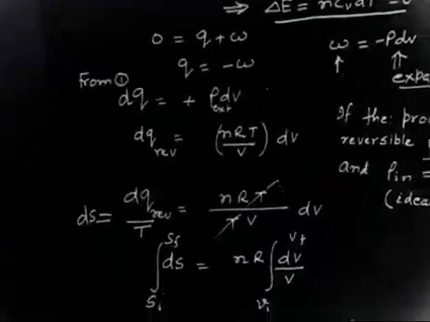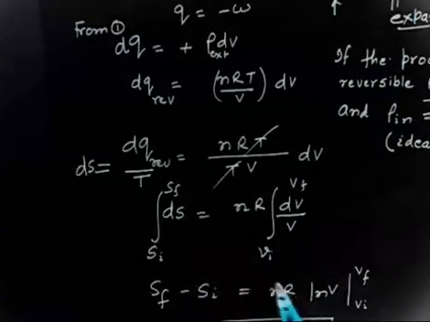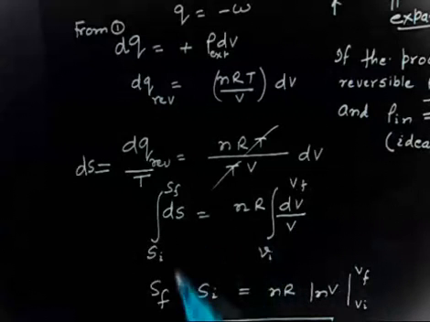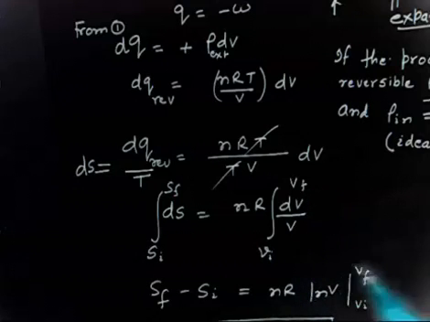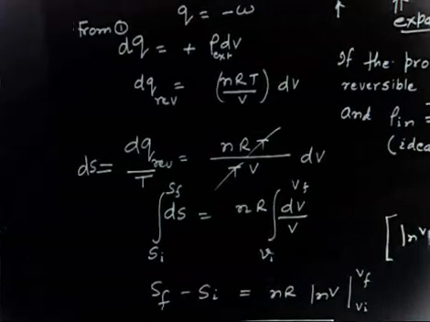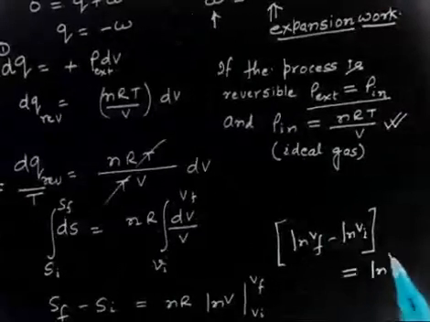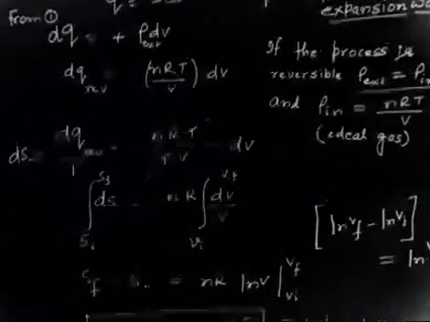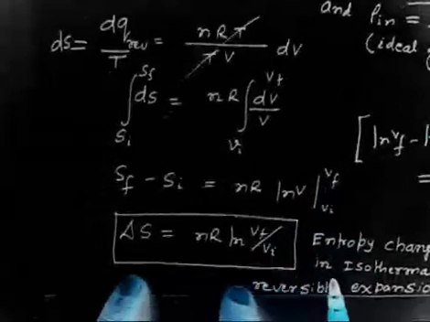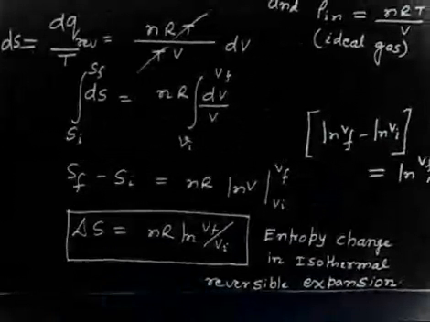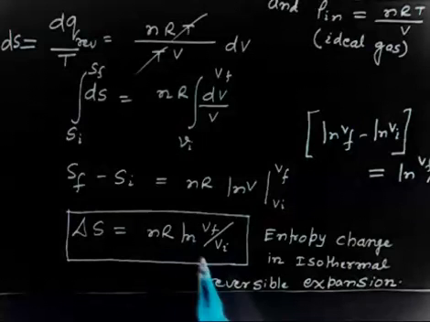Now if you integrate this dS from initial entropy Si to final entropy Sf, and initial volume to final volume, this becomes Sf minus Si equals nR times ln V, so ln Vf minus ln Vi. Everybody knows ln Vf minus ln Vi can also be written as ln Vf by Vi. So you see, entropy change in isothermal reversible expansion is given by nR ln Vf by Vi. Molar entropy change will be given simply by R ln Vf by Vi.